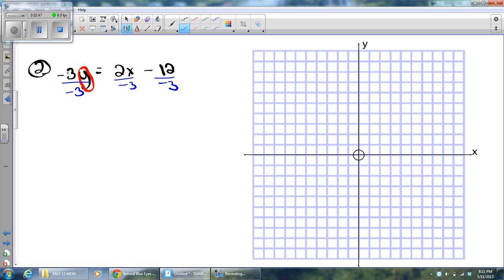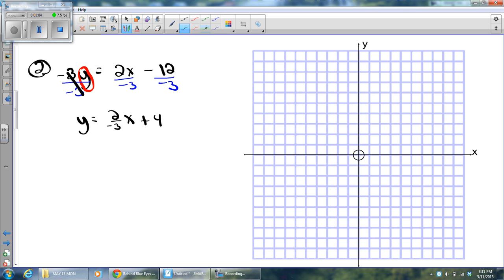So when I do this, those -3's cancel. I'm left with y. Now I like this fraction, this 2 over -3, so I'm going to write it as 2 over -3. Bring the x along for the ride. And the -12 divided by -3 is a +4.